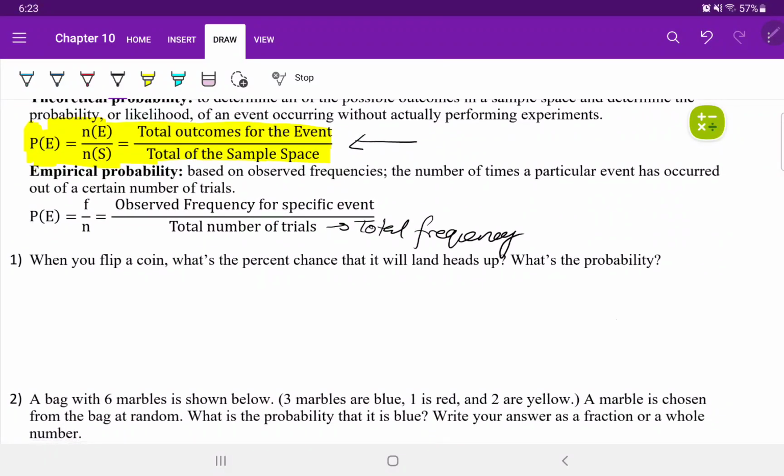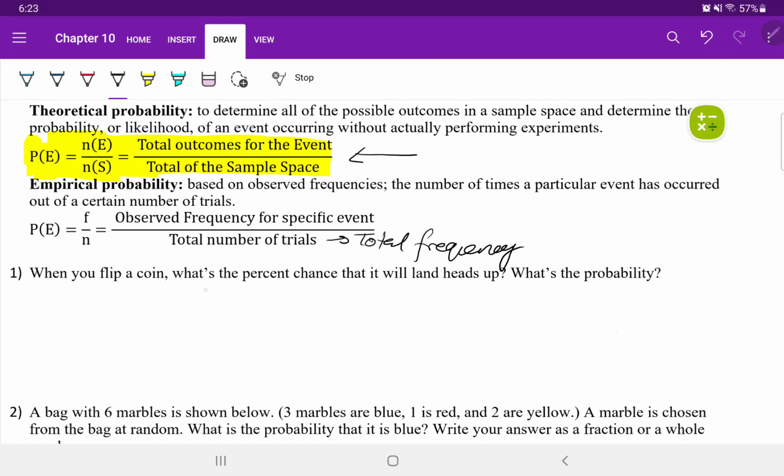It says here for question number 1, when you flip a coin, what's the percent chance that it'll land heads up? What is the probability? When you flip a coin, there are two sides, heads and tails. So there's a 50% chance of the coin landing on heads, and there's a 50% chance of the coin landing on tails. So it says, what is the percent chance that it will land heads up? There is a 50% chance the coin will land heads up.